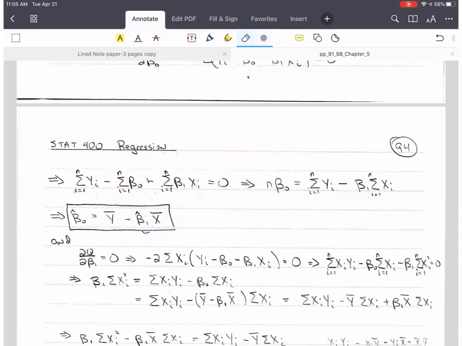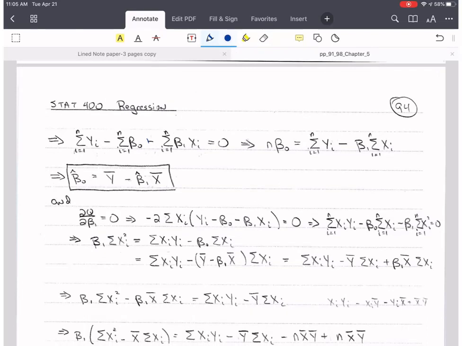All right, so we do the same thing. We take the derivative, but now with respect to beta 1, and we set that equal to 0. And so, again, we end up with, because this term inside has beta 1 in it, it is a negative, but we don't just end up with a negative 1.